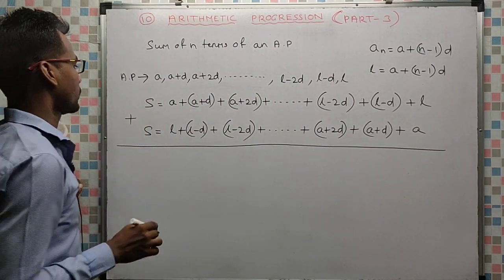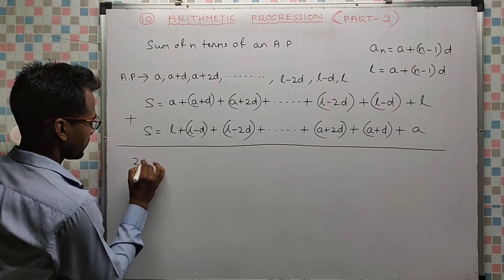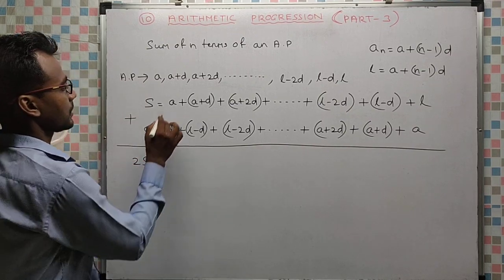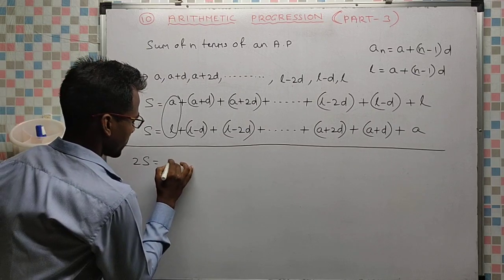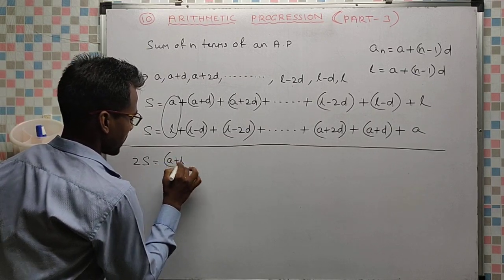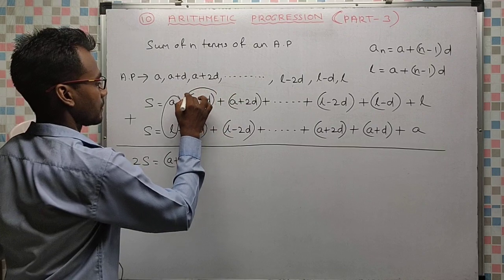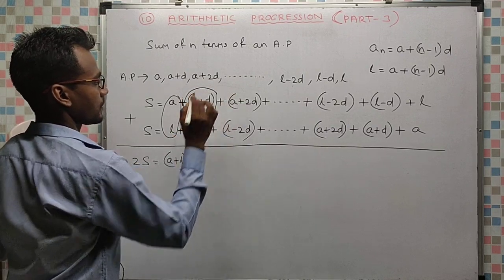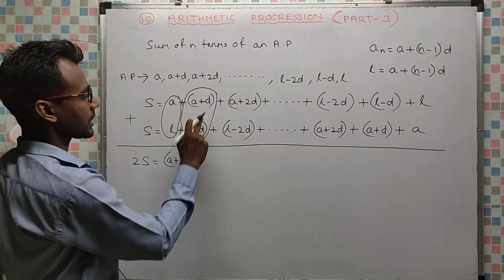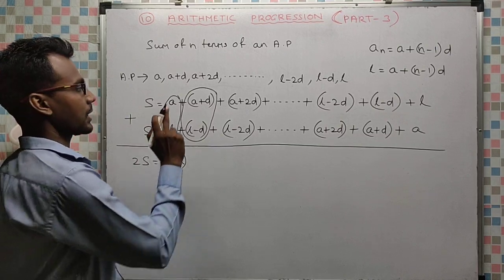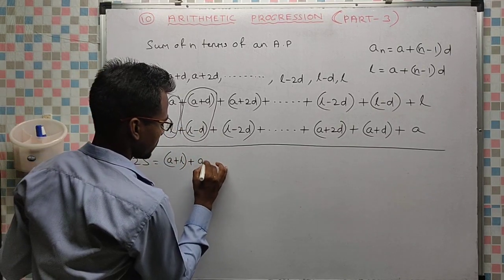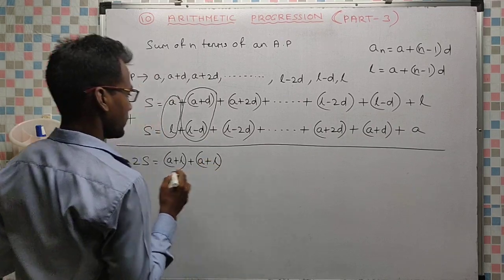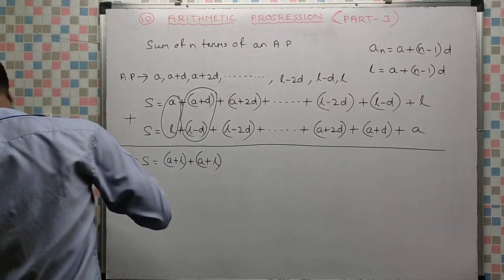Let us add these two. S plus S is 2S. Now a plus L. Add these two, a plus L. Now add these two: a plus d plus L minus d. The d will cancel. We will get a plus L.